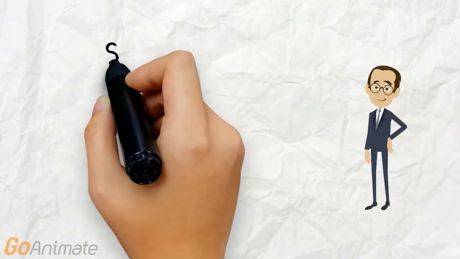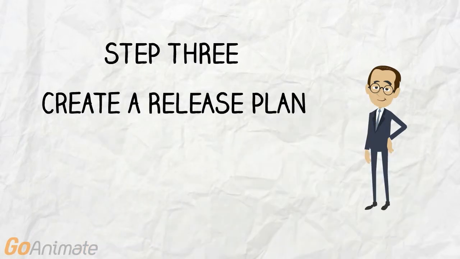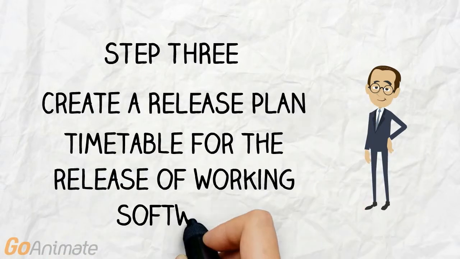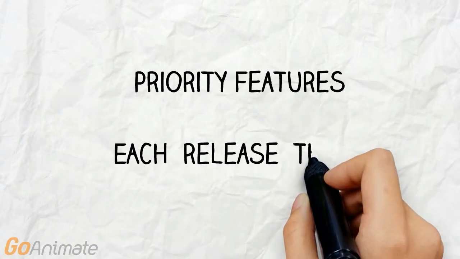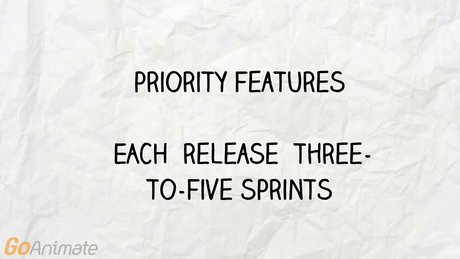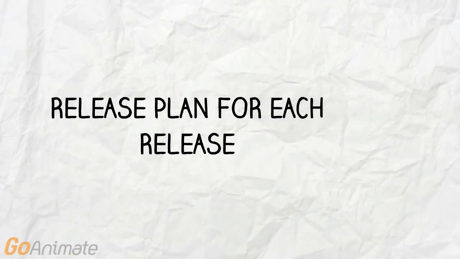Step 3, the product owner creates a release plan. A release plan identifies a high-level timetable for the release of working software. An Agile project will have many releases, with the highest priority features added first. A typical release includes 3 to 5 sprints. You create a release plan at the beginning of each release.